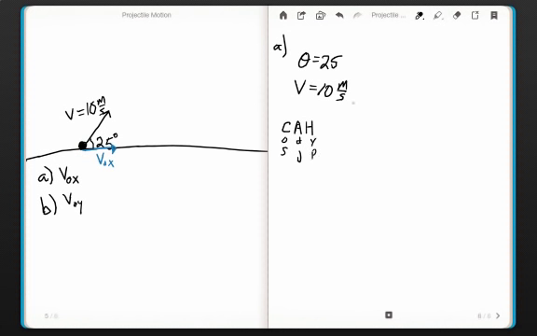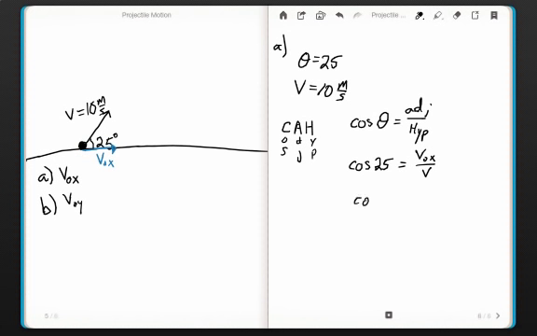So in order to find our v0x, we have to say that the cosine of theta is equal to the adjacent over the hypotenuse. Now let's actually put in some numbers and some variables. We have the cosine of 25 is equal to the adjacent, which in this case is v0x, over the hypotenuse, which is just our velocity.